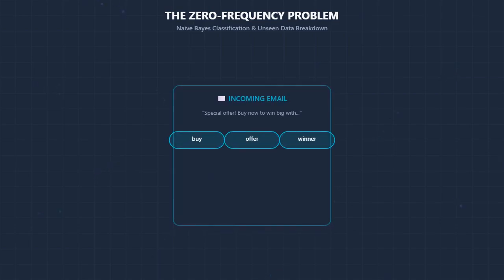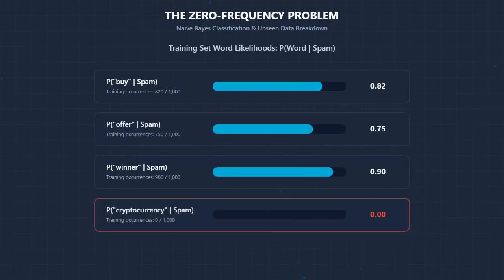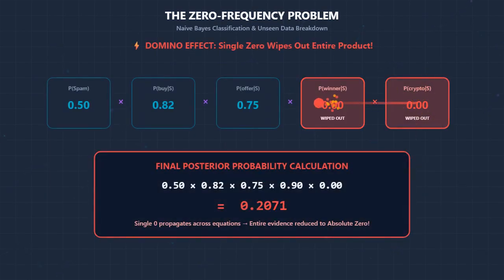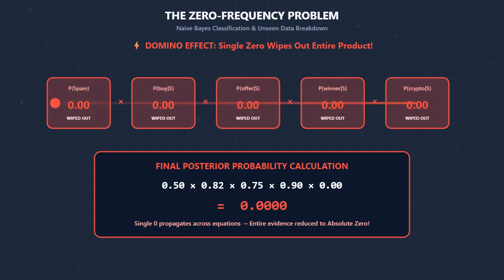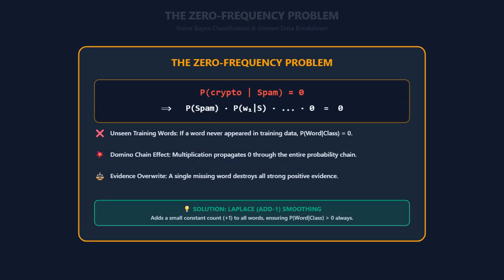But what happens when our model encounters a word it has never seen before during training? Suppose the word cryptocurrency appears in a new email, but it was completely absent from our training set. The likelihood of cryptocurrency given spam becomes exactly 0. Because we multiply all the individual word likelihoods together, this single 0 propagates through the entire equation, wiping out all other evidence and forcing the final posterior probability to be absolute 0. This is the devastating zero-frequency problem, where a single unseen word completely breaks a mathematical model.